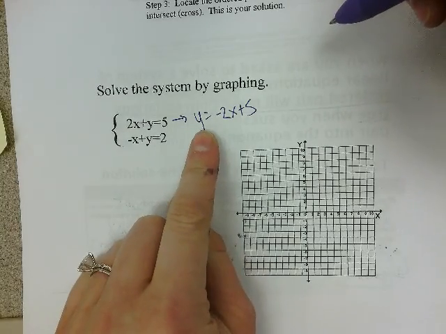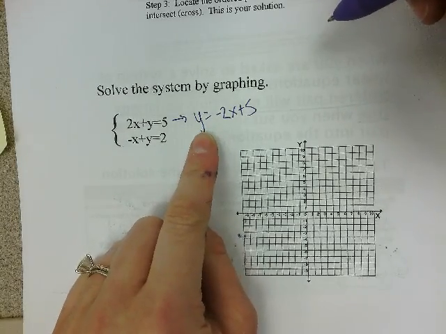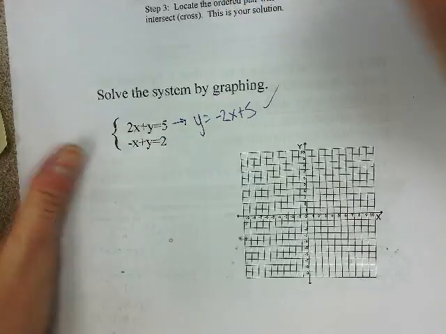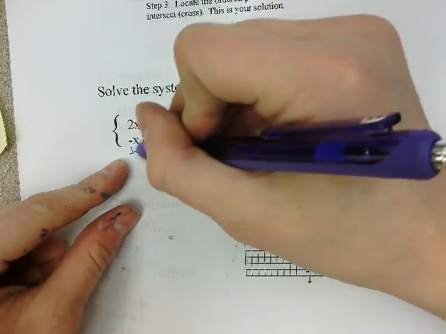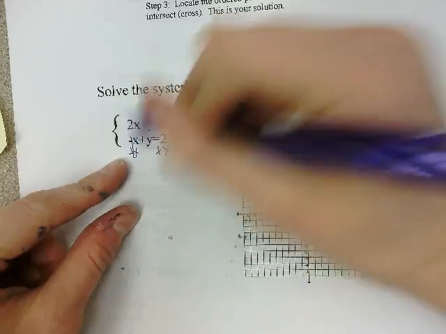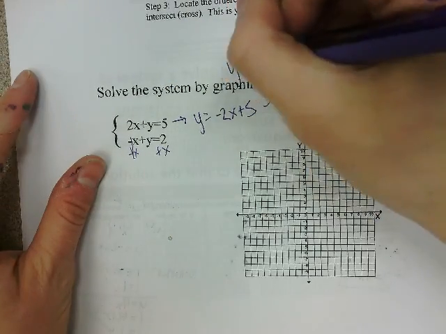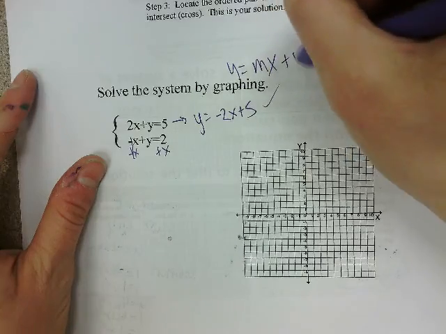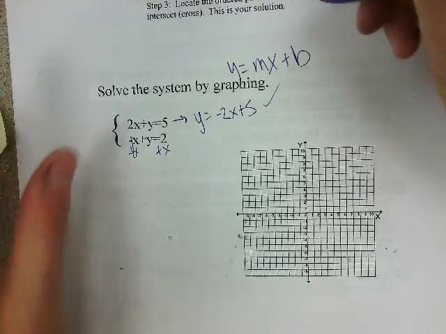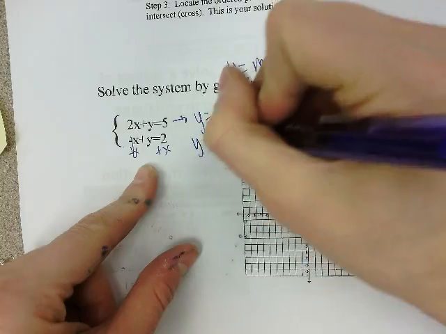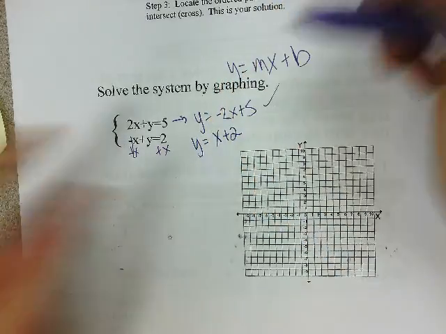Now that I subtracted the 2x from both sides, is y by itself now? Yeah. All right, so I'm good there. And then this one, I would add the x to both sides. I'm going to put the x in front to keep with the y equals mx plus b. We want that x number to be in front. So I have y equals x plus 2.